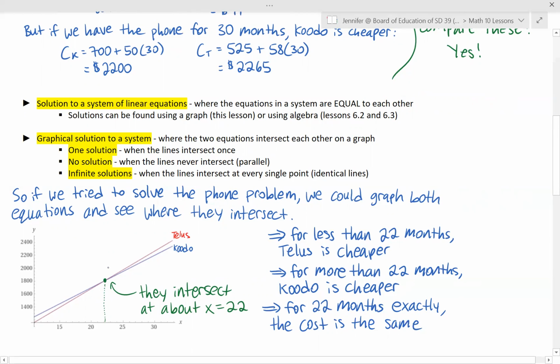So if you're someone that goes through phones very quickly, maybe you drop them a lot, you might want to go with TELUS because you know you'll have it for a smaller amount of time. But if you're someone who wants to keep your phone for many years, then it might be better to go with Kudo because over time you'll actually spend less money.